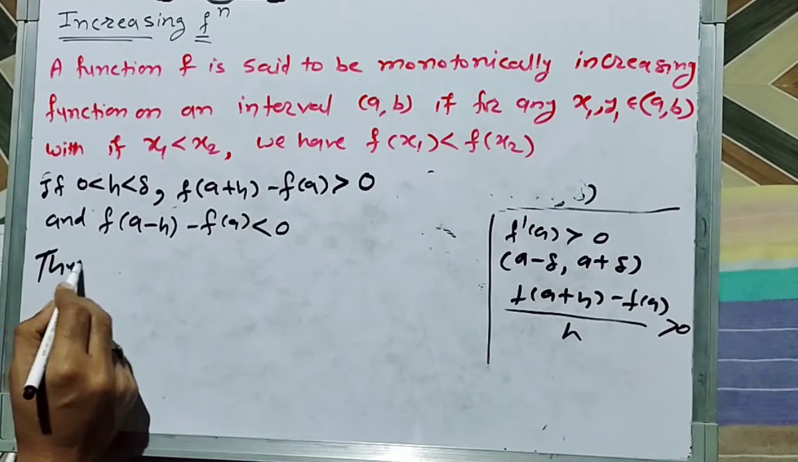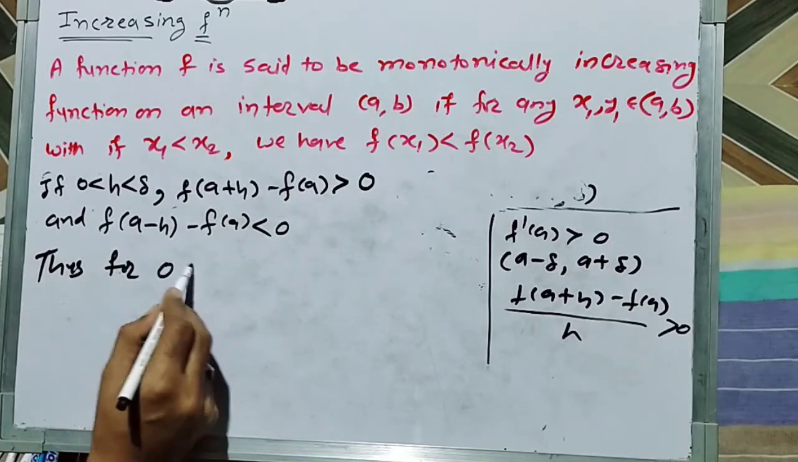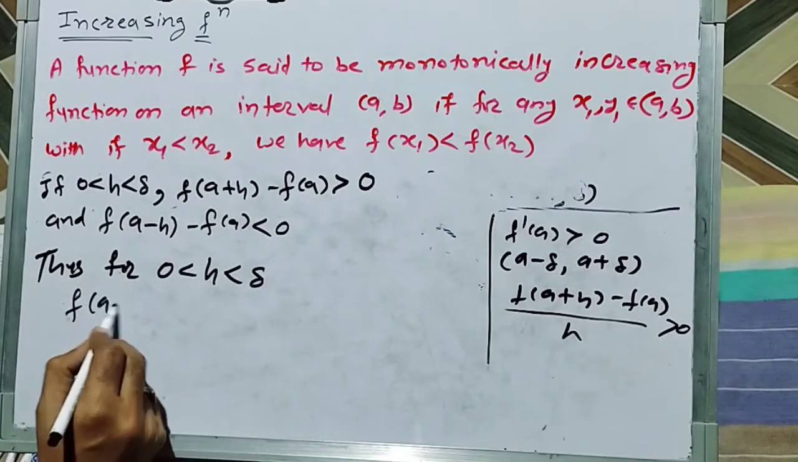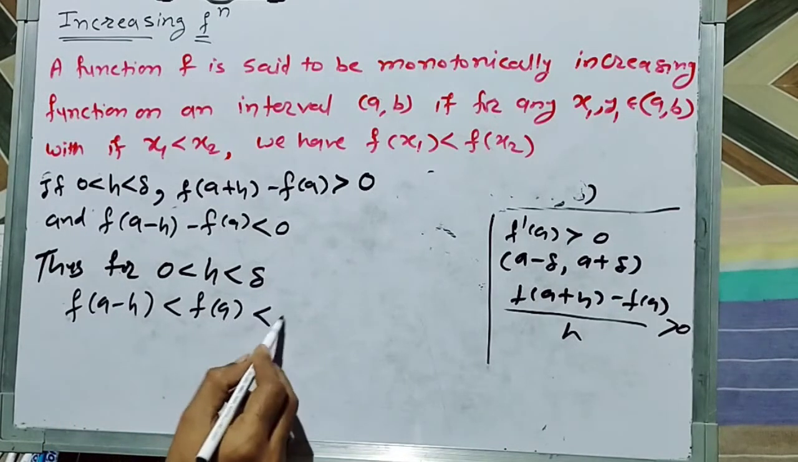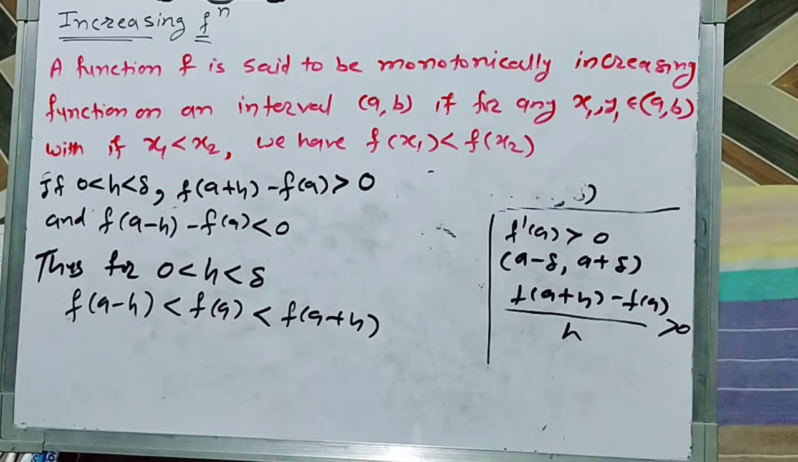Thus, for 0 is less than h is less than delta, f of a minus h is less than f of a is less than f of a plus h. Now, we simply consider whenever the derivative of a function is positive or equal to 0, then the function is increasing.